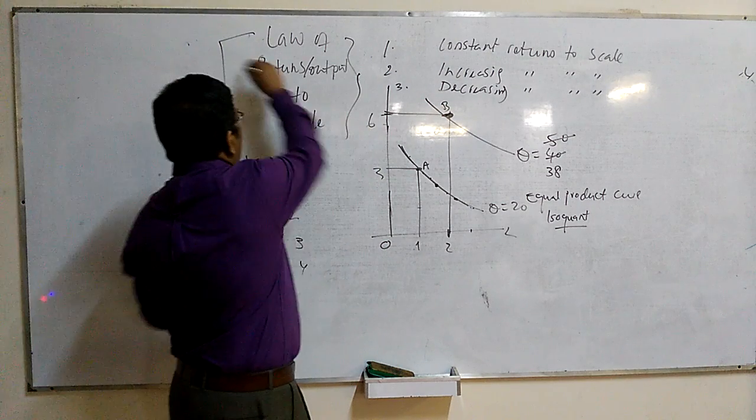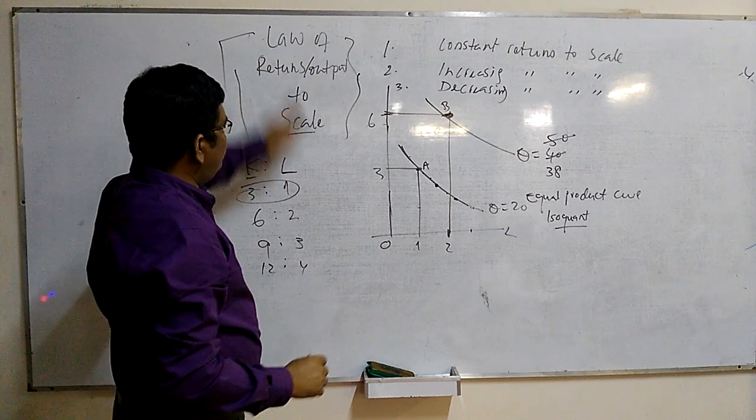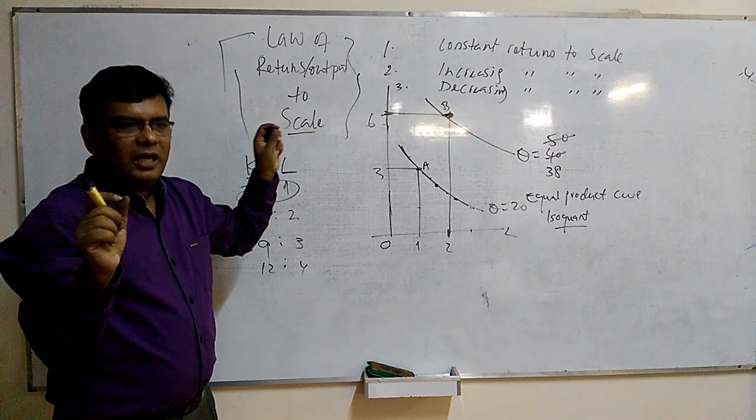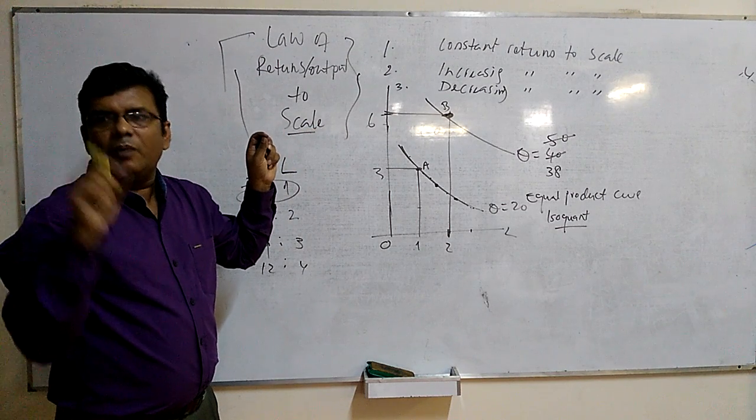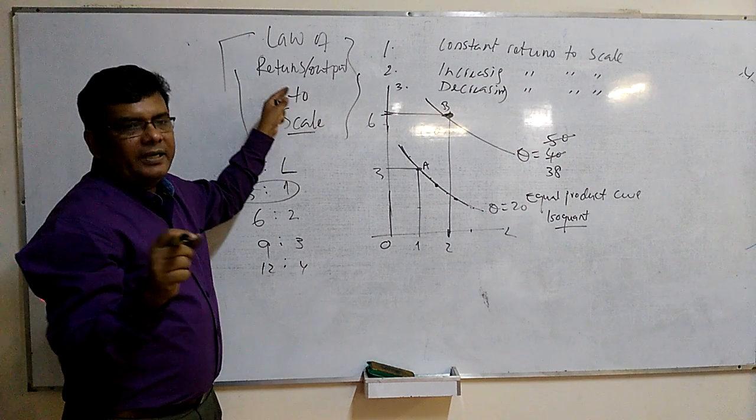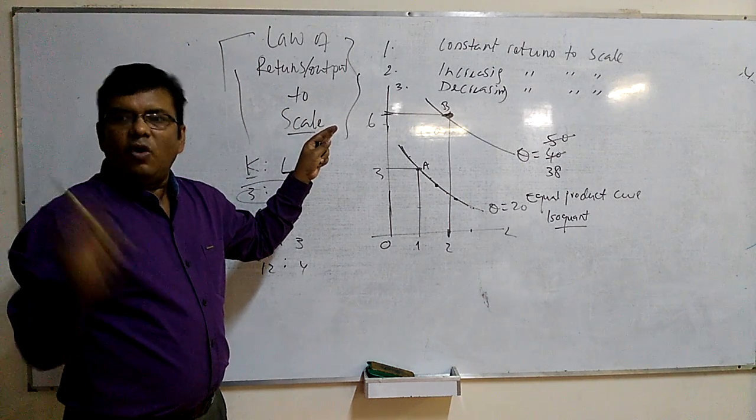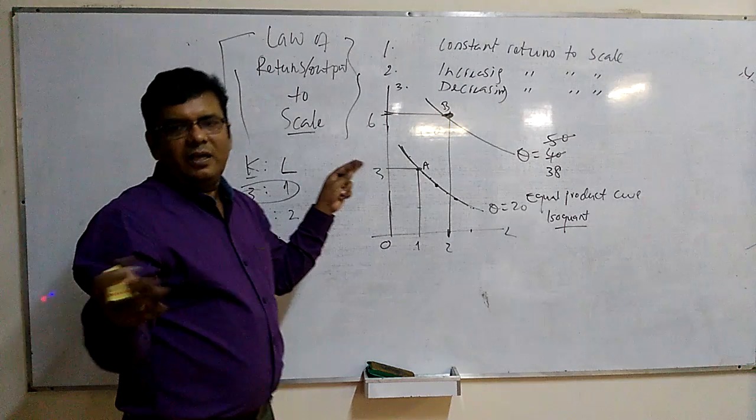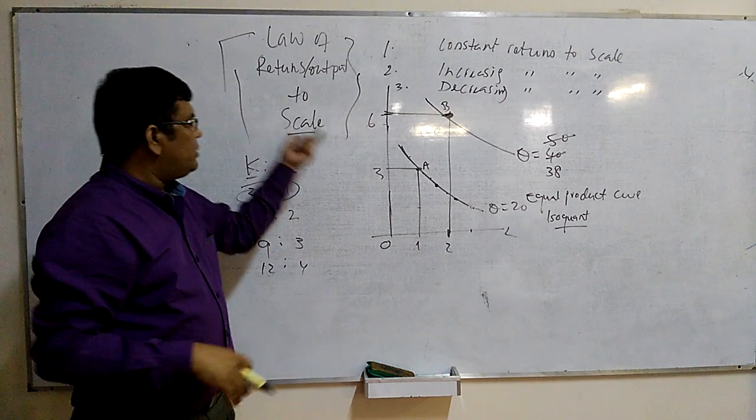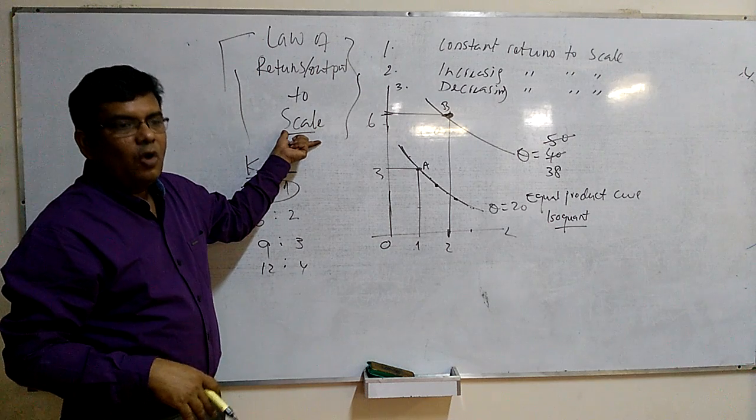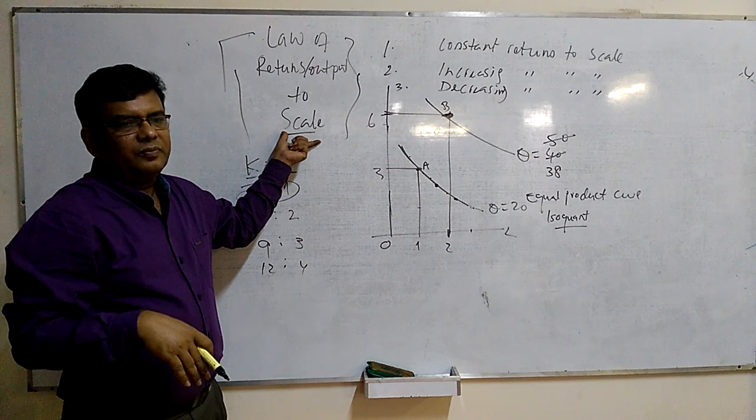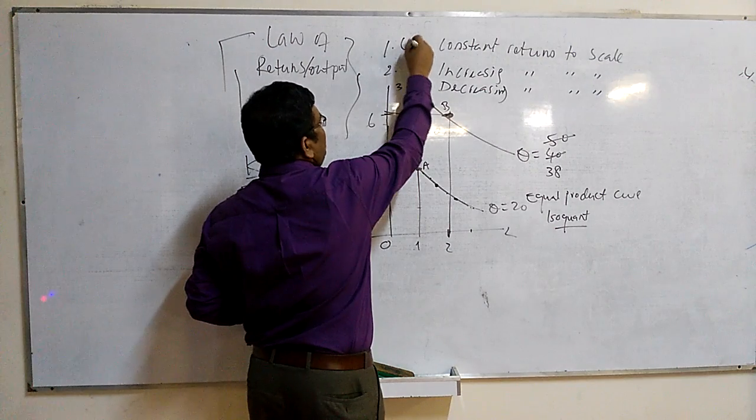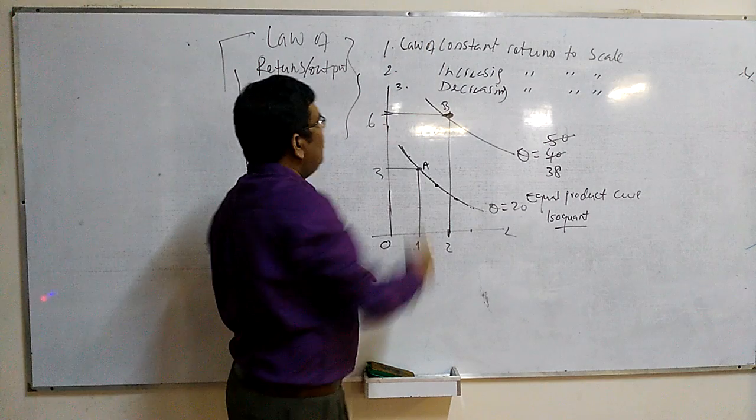So this is the mother law, for example. And if you are asked to tell about the main theme of this law, what do you say? If we change all the inputs at a particular rate or proportionately, the output will be increased at the same rate. Or it can be increased at an increasing rate, more than double, more than the rate the inputs have been increased. Or it can be increased less than the rate the inputs have been raised. So these are the three situations. That's why this law can be divided into these three laws.